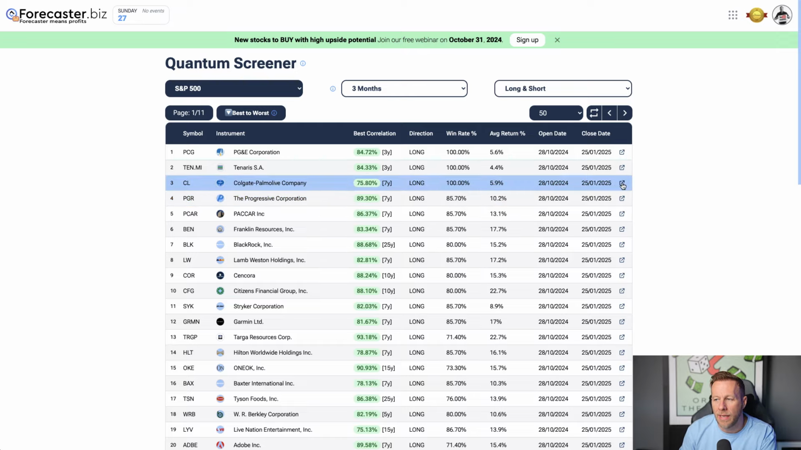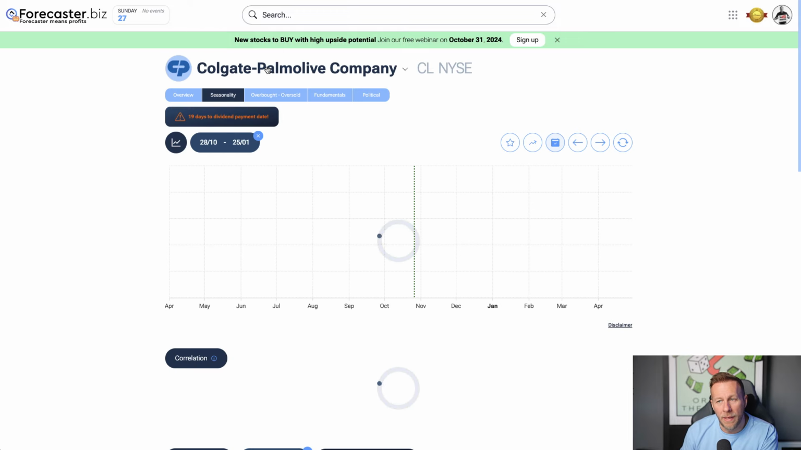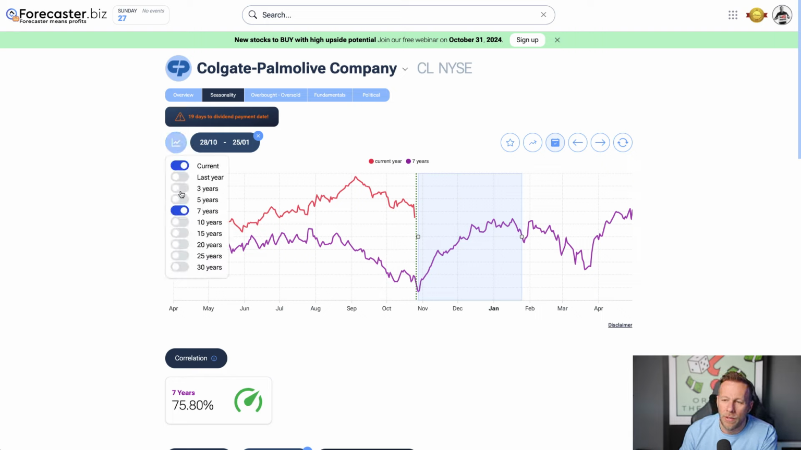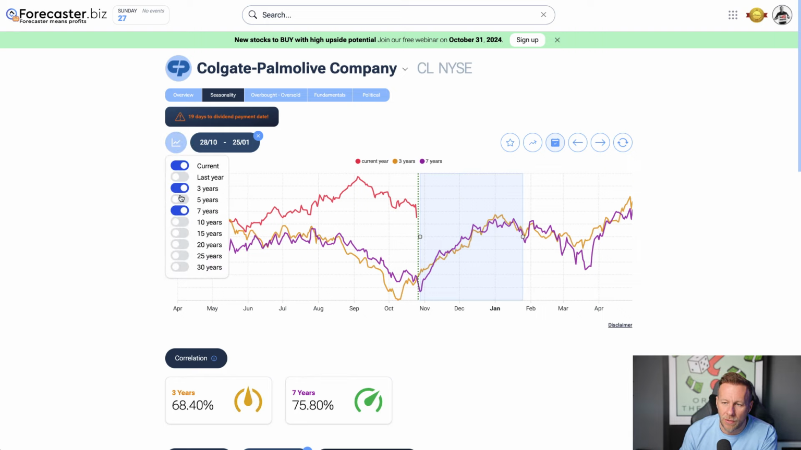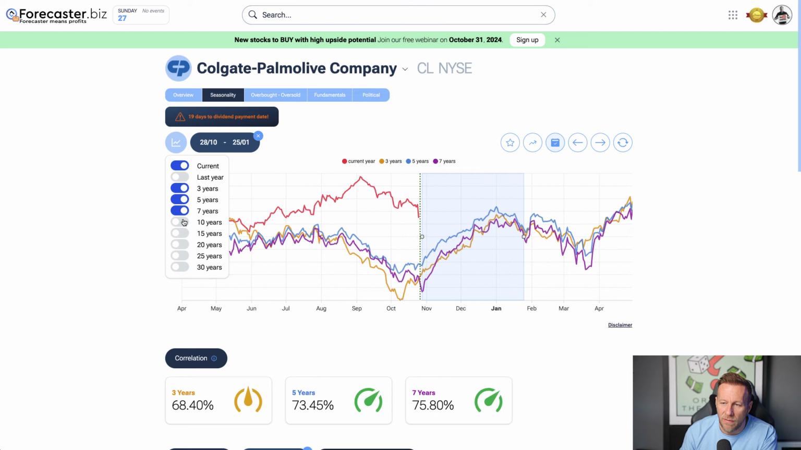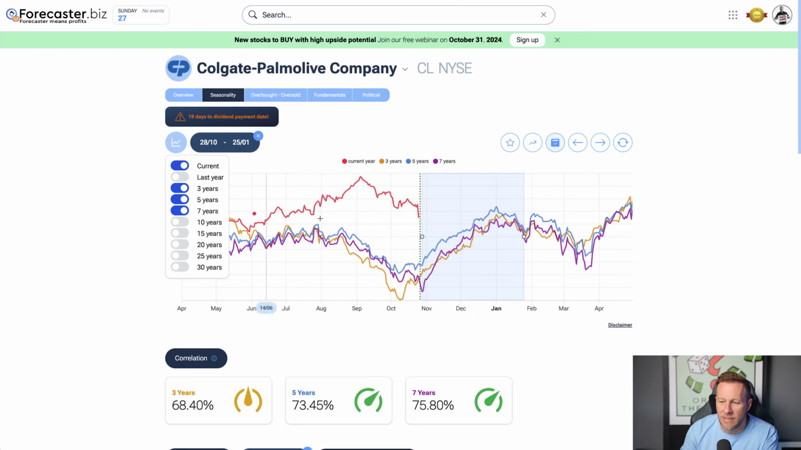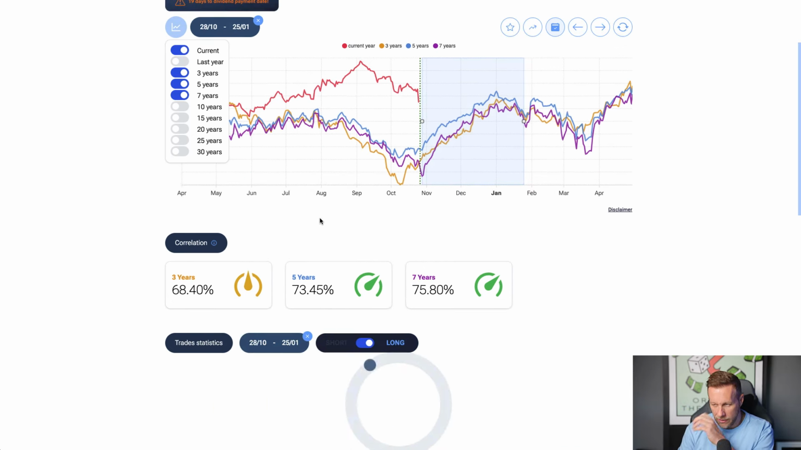And you can do the same analysis. Let's go for Colgate. Everyone knows Colgate, right? So we're going to click on this and it will open it out in a new tab. Now, bear in mind, I haven't picked the best one. This isn't rated number one, but we're going to look at this one anyway. And I'm going to bring on different seasonalities, right? So I'm going to bring on the 3-year, the 5-year, and the 7-year. We don't want to clutter it up too much, but you want to bring on a few seasonalities, okay? So 3-year, 5-year, 7-year in this case.